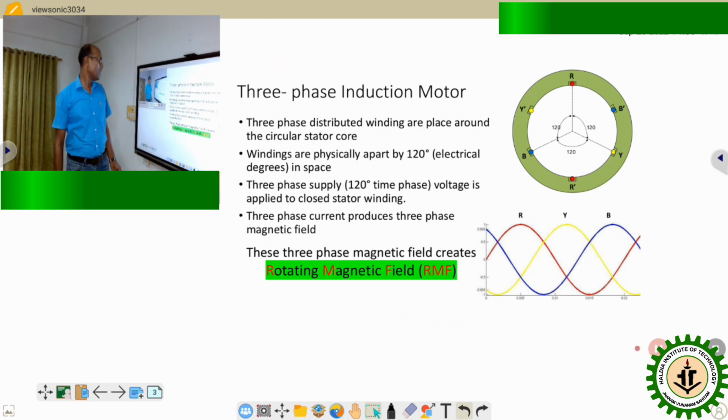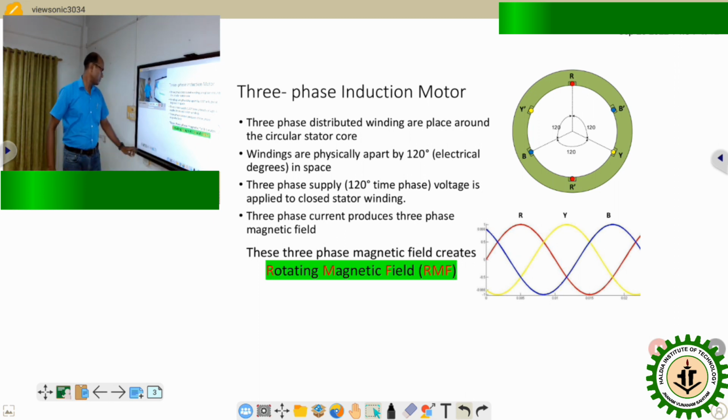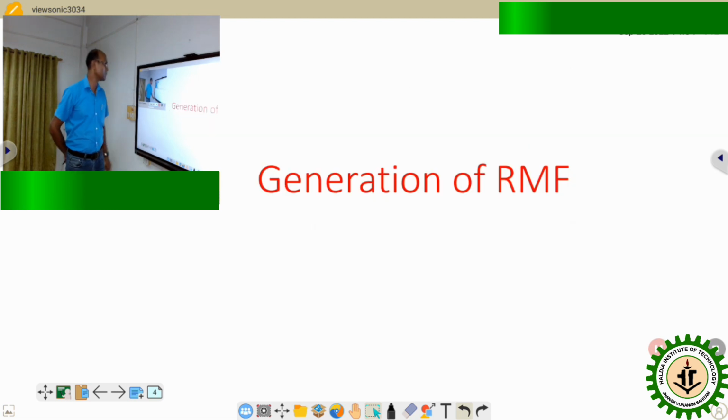Because of that circular stator core, there is a generation of a rotating magnetic field in the three-phase induction machine. In short, we call it RMF. Now we try to understand how that RMF is generated.